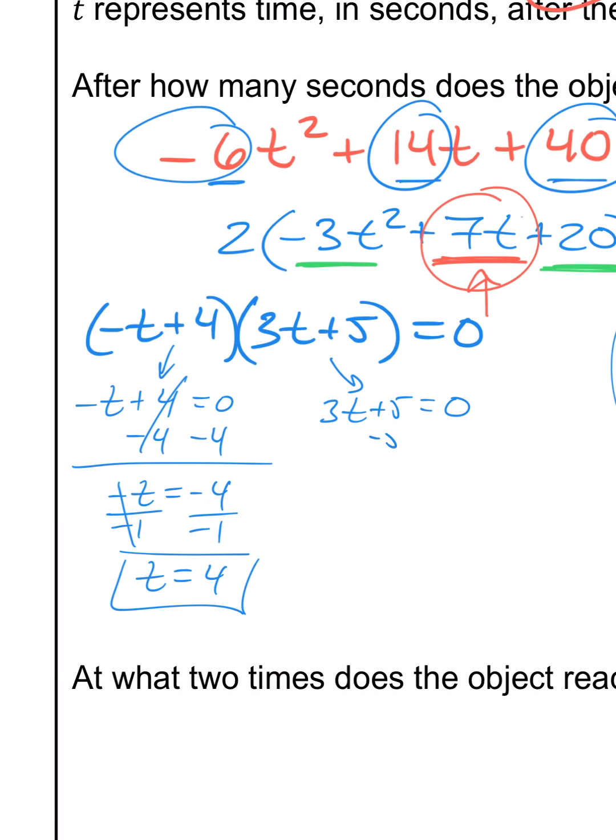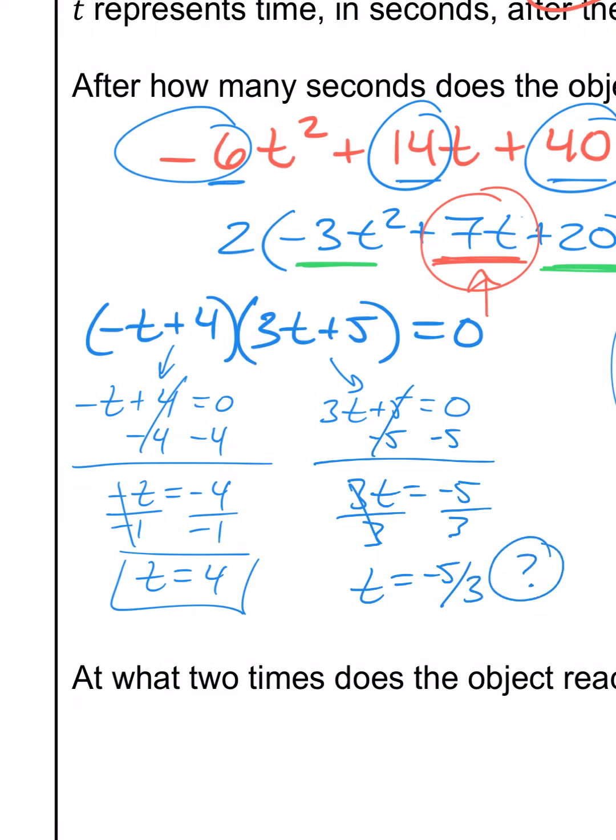Now, if we solve the second equation, what we notice is that we actually get a negative time. If we solve, we get t equals negative 5 over 3. We don't use this solution because it's negative. It makes no sense for the problem. So our solution is just going to be the time is 4 seconds. It takes 4 seconds for the cannonball to hit the ground. It goes up and it comes down and it hits the ground.